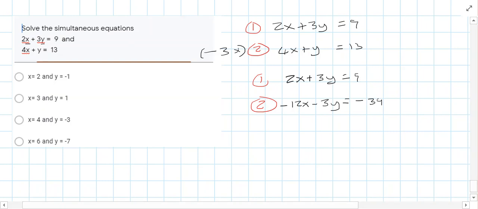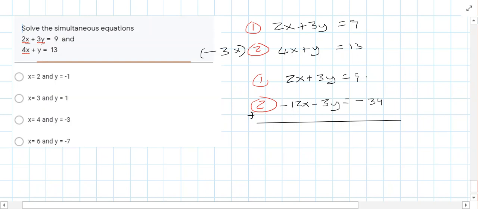So the next part then is we add these two equations together. The reason we add them together is we want to get rid of one of the variables, and then we just want to make one equation so we can solve for the other variable. So we're trying to get rid of the y variables in this case. So what we do is we just add them together.